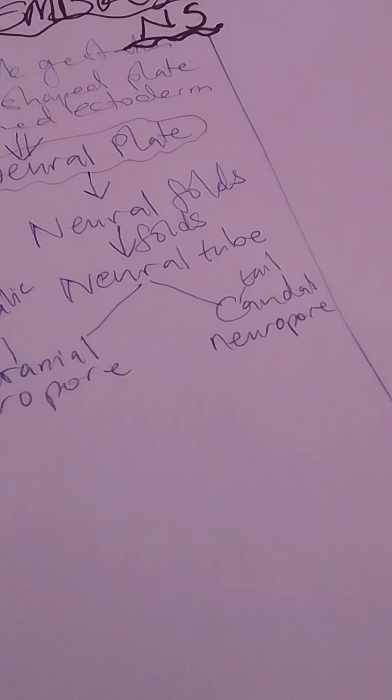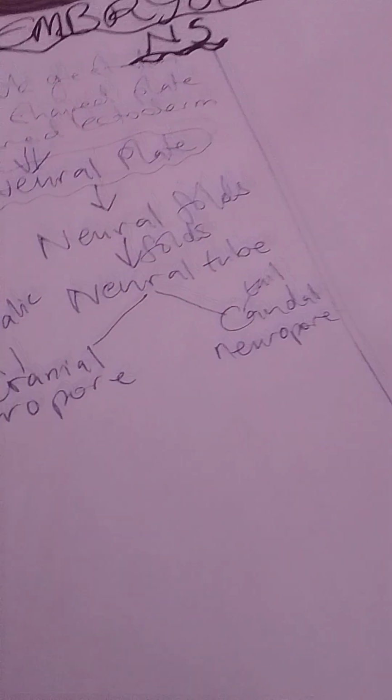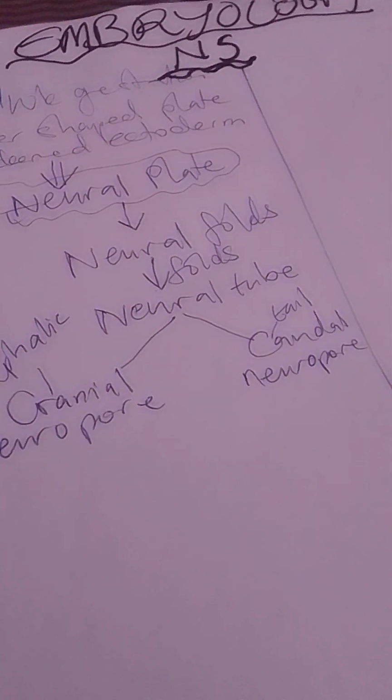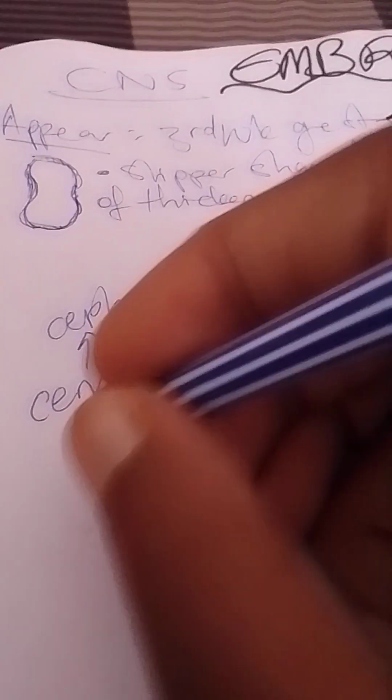Okay, so now before we even move on to see what these are going to give us, you need to know that the folding, fusion here of these neural folds is going to begin from the neck area, and that neck area is known as cervical. So it will be from cervical to cephalic or cranial, and also from cervical to caudal.